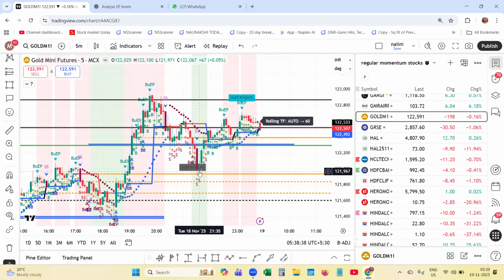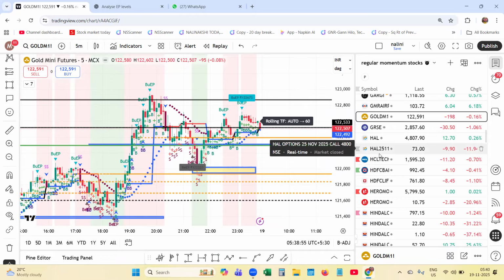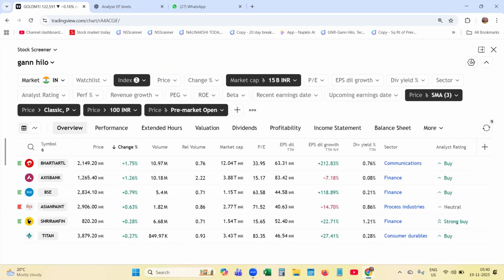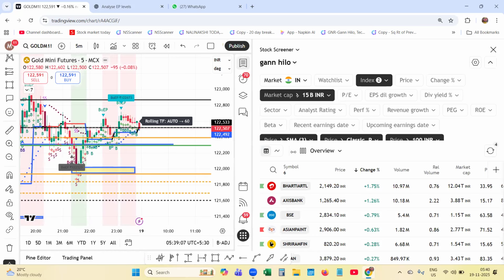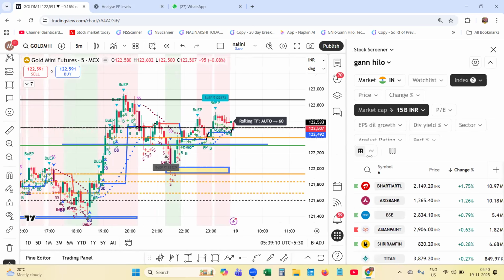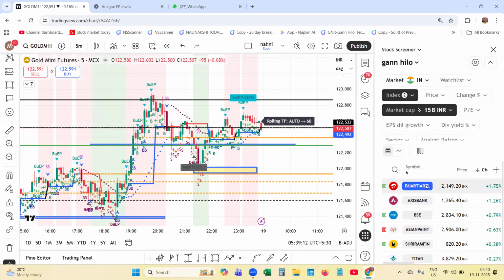Around 9:35 night yesterday, the swing low was formed in the market. Yesterday, this is the immediate reference point for your trade in the market. This is how we can analyze. Yesterday, from this one screener, let me make it split screen. Let me hide the watch list. Bharti Airtel came into picture.